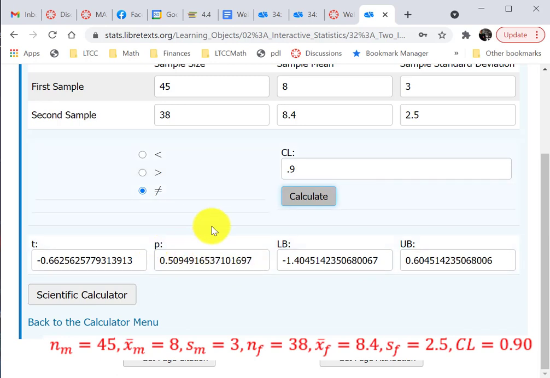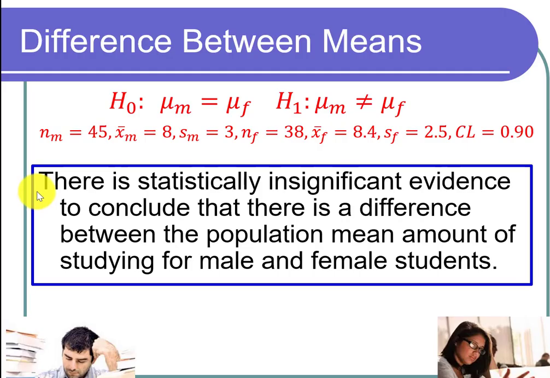With the p-value so high, we definitely fail to reject. And we have a lower bound and an upper bound. They're pretty far apart. One's negative, one's positive. So this study really didn't show much in terms of showing there's a difference. So let's write down our conclusion. So with such a high p-value, we say that there is statistically insignificant evidence to conclude that there is a difference between the population mean amount of studying for male and female students. Okay, p was way too high.